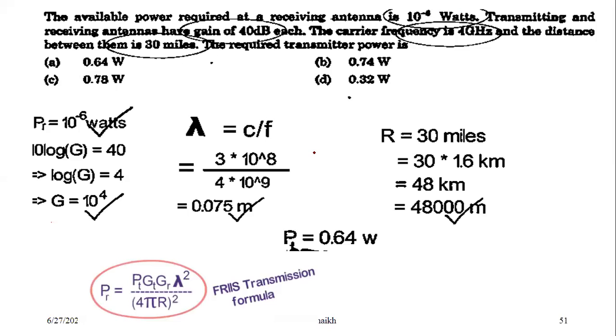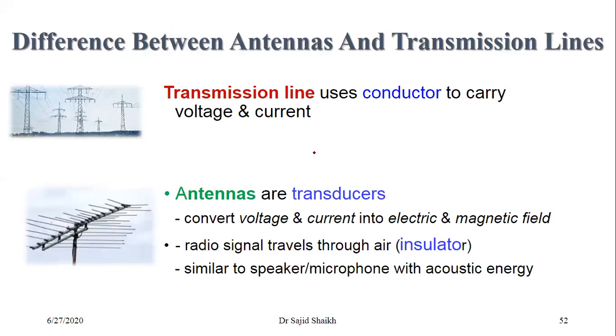Now this thing is over in the previous lecture. At the end of the previous lecture, we just started to understand the difference between the antenna and the transmission line. We already discussed transmission lines. Transmission lines are used to transmit electrical energy from one place to another place with the help of some conductors.